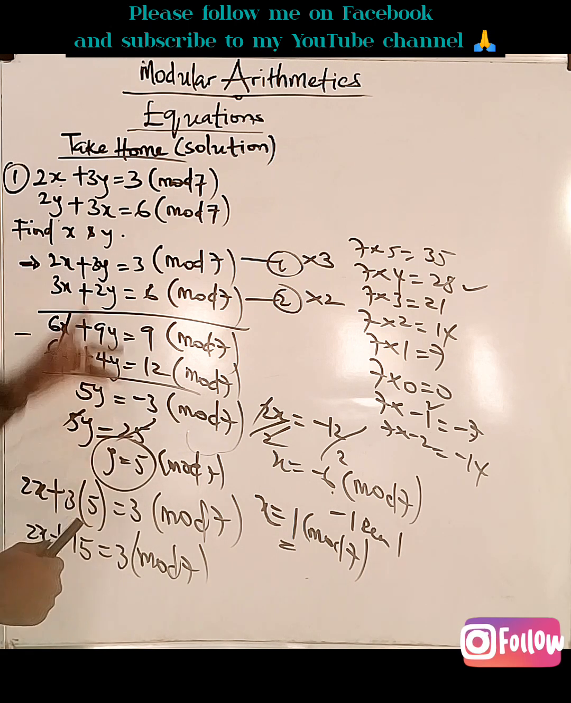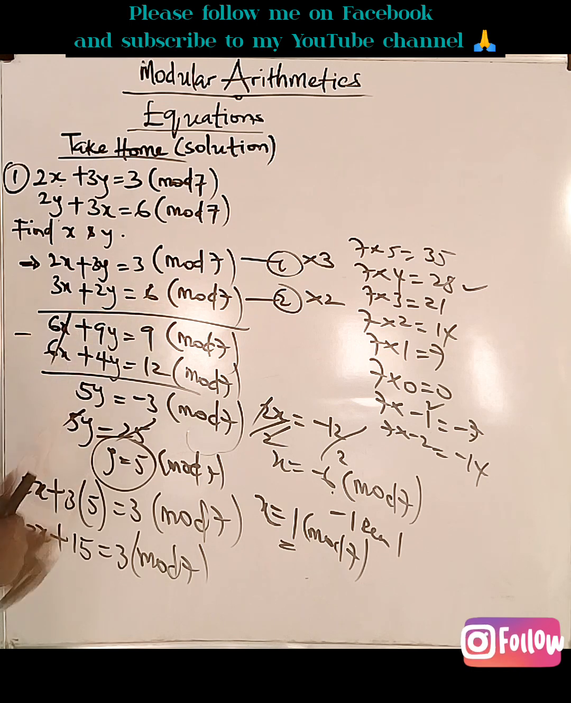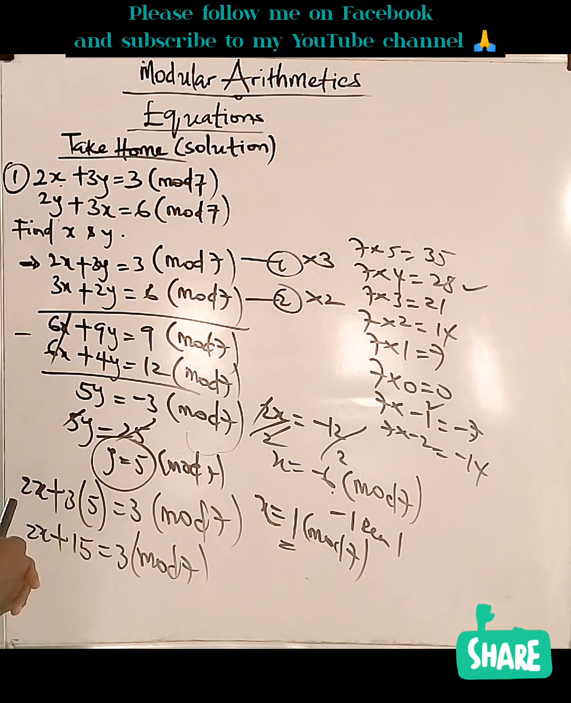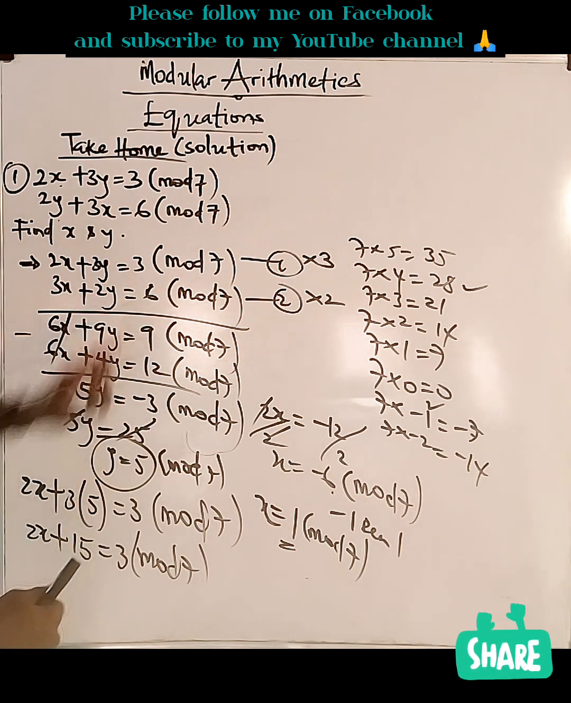So let's try them out. Let's see if we're going to get the same result that we have right here. If x is 1, that's 2 times 1. y is 5. 3 times 5 is 15. 2 times 1 is 2, 3 times 5 is 15. 2 plus 15 is 17. 7 into 17 is 14, that's 2 remainder 3. That's 100% correct.